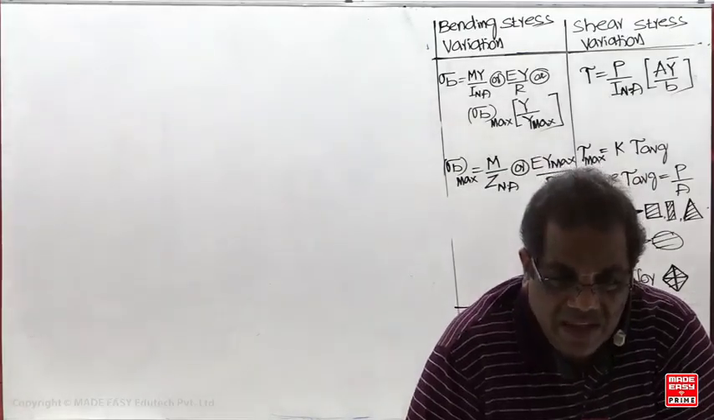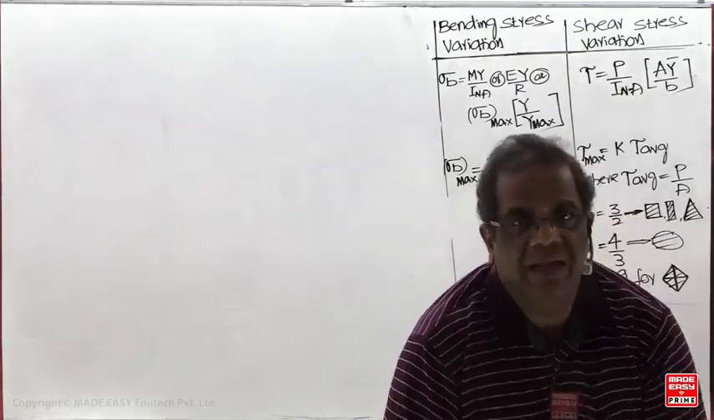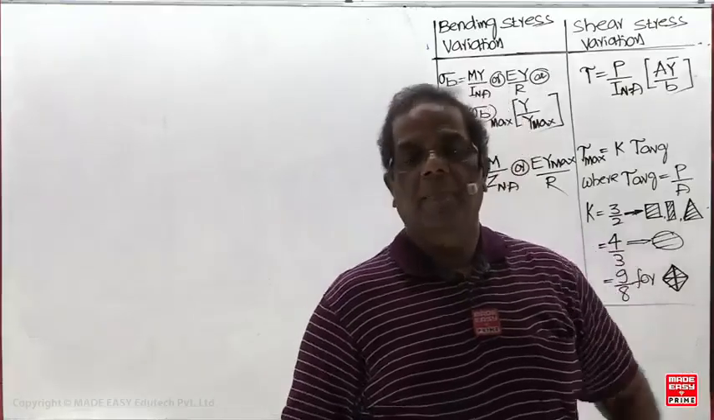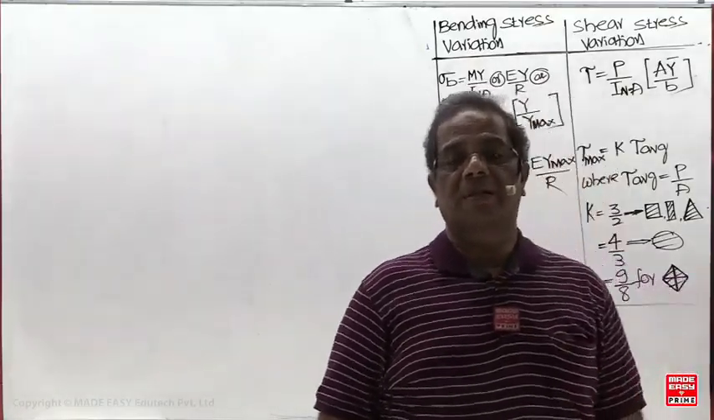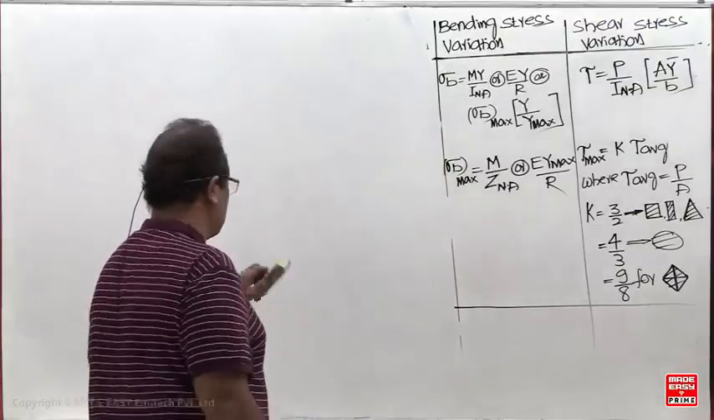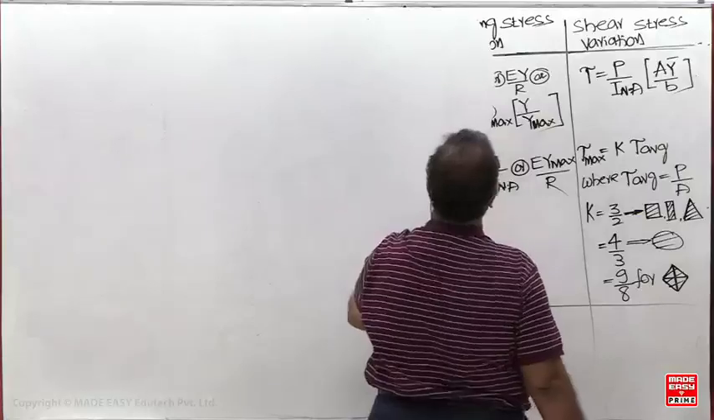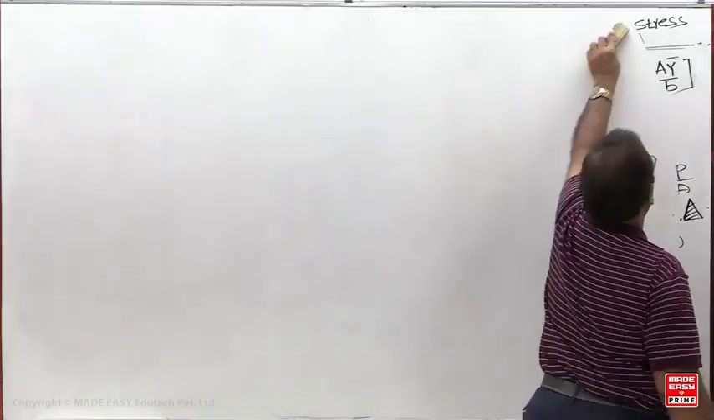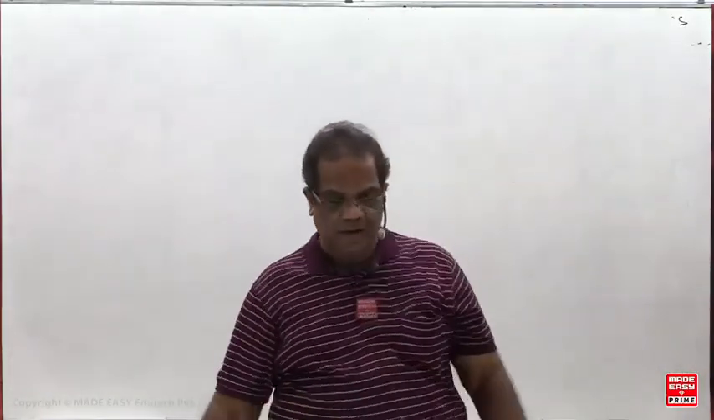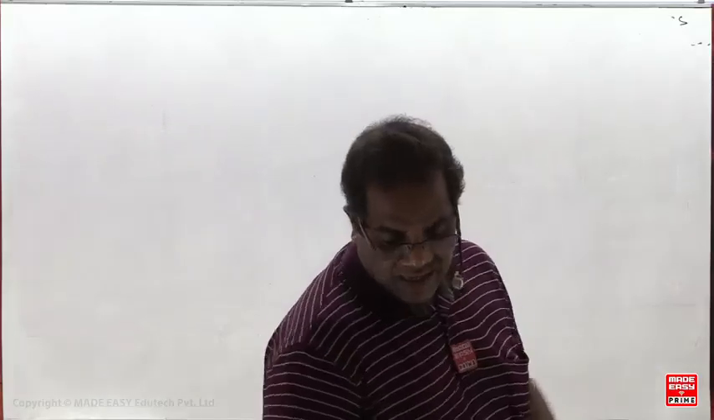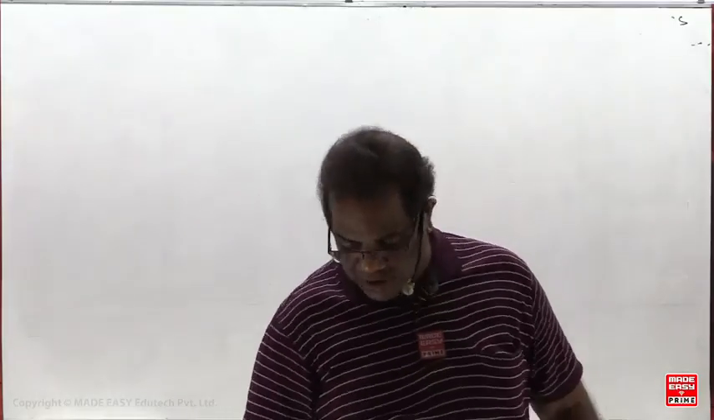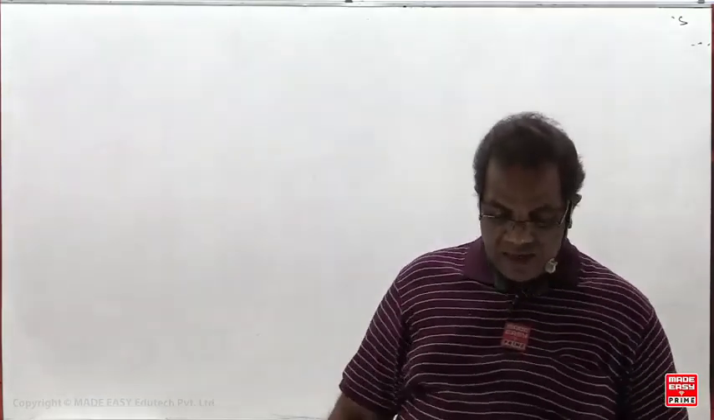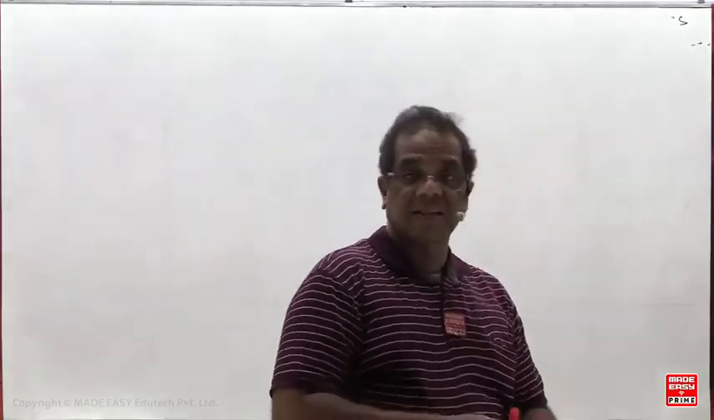That is, sigma x is equal to sigma b, sigma y is equal to 0, and tau xy is equal to tau. Hence, Mohr's circle is a circle which is unsymmetric about the origin.